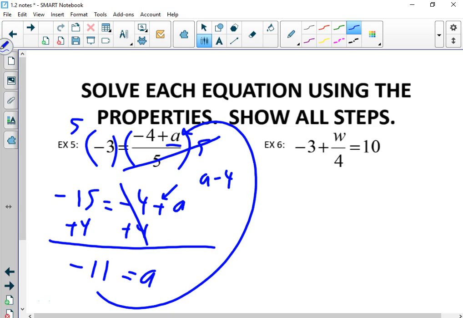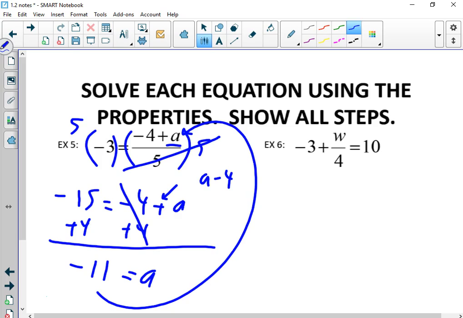It helps tremendously, I promise you. Okay, now look at the difference between these two problems. Here, the letter's being divided by 4, and then subtract 3. This is the wrapping paper in the box. The first example, 5, was different because the letter and a number was being divided. We had to get rid of that denominator first.